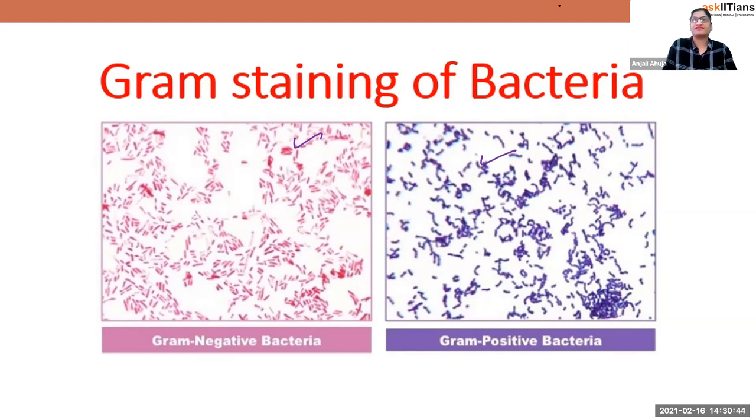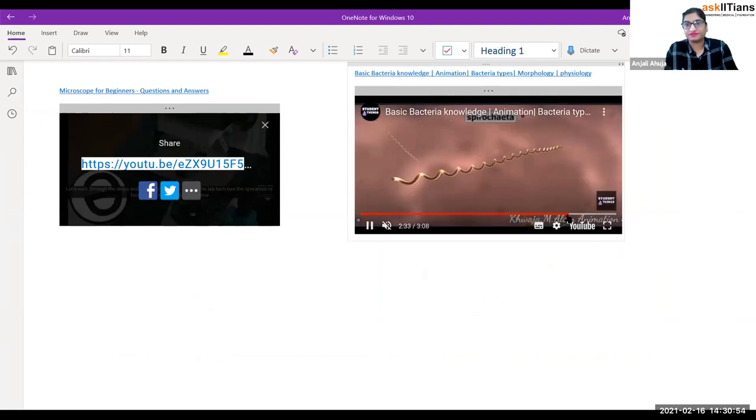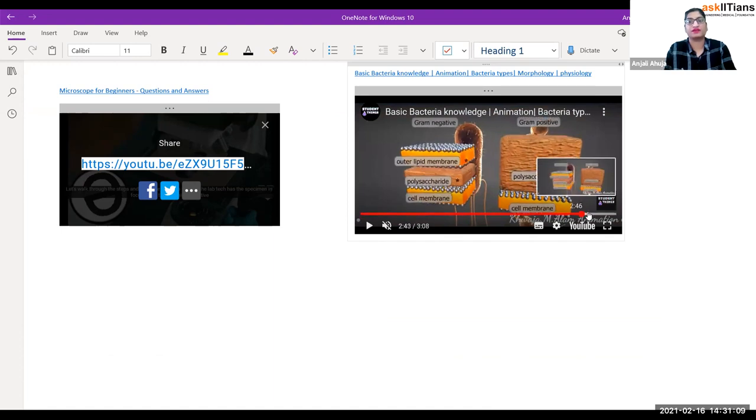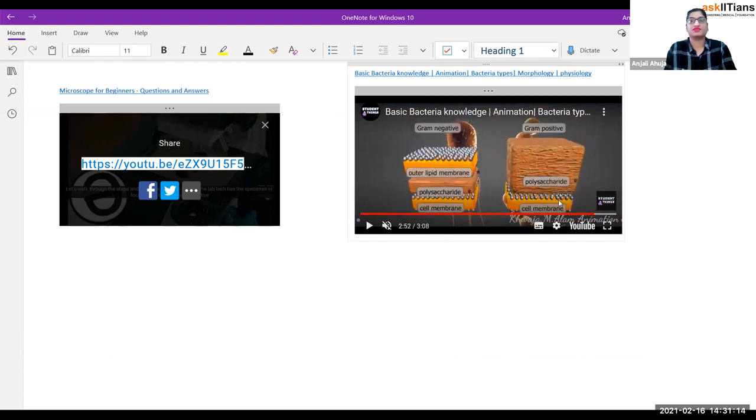Okay, so now I'm going to come back to that video. Can you share this video? In this video, they were showing the cell wall of gram positive and gram negative. This is gram negative, which has an outer lipid membrane, polysaccharide, and cell membrane. In between, you see so many polysaccharides. This is the thicker one, with a thicker cell wall and membrane components. That's the reason the chemicals stay inside. And in this case, the chemicals just get out.